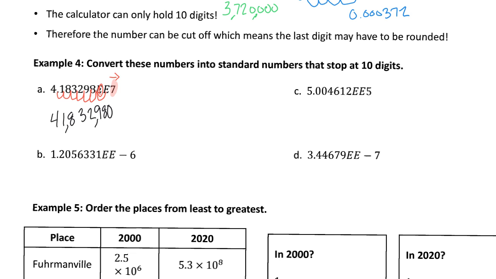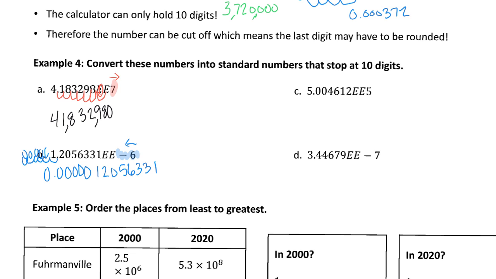B, though, let's look at B. B is to the negative 6. So that means we're moving to the left. So we're moving once, twice, 3 times, 4 times, 5 times, 6 times. So that means we have 0.00000 2, 3, 4, 5, 1, 2, 0, 5, 6, 3, 3, 1.